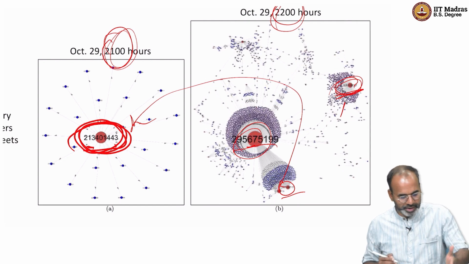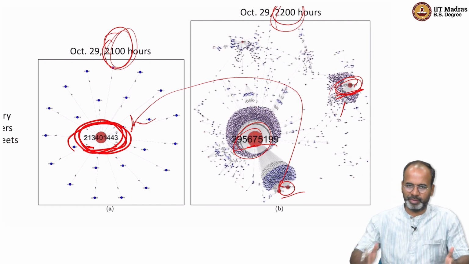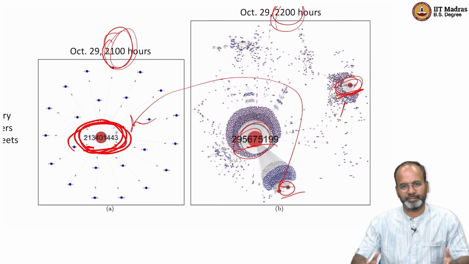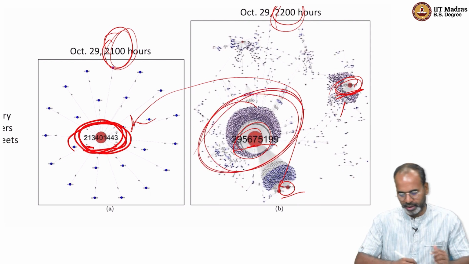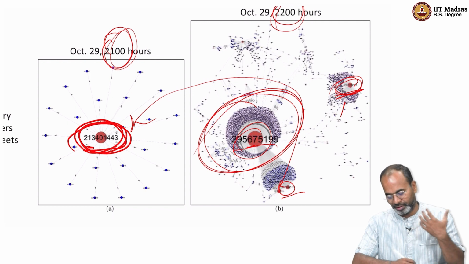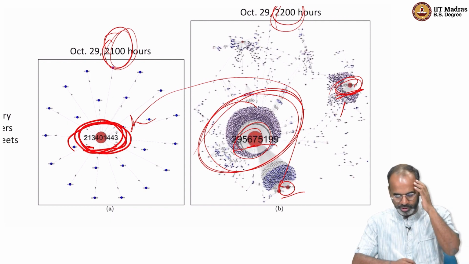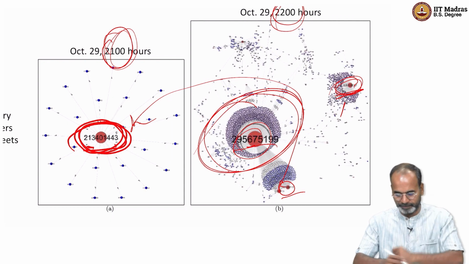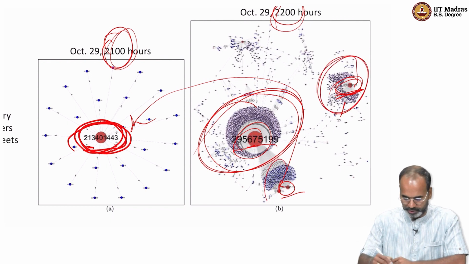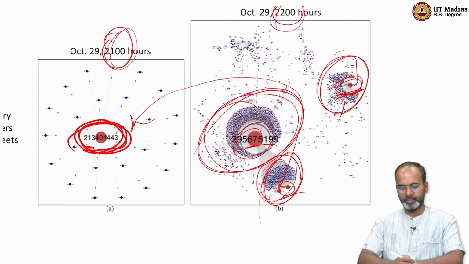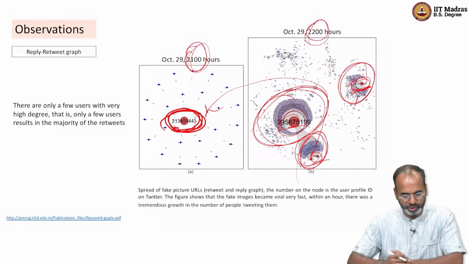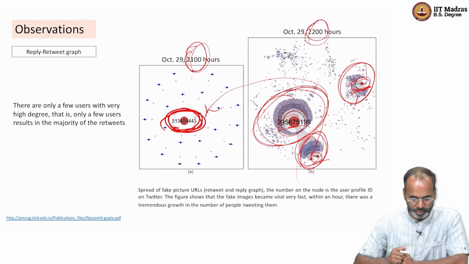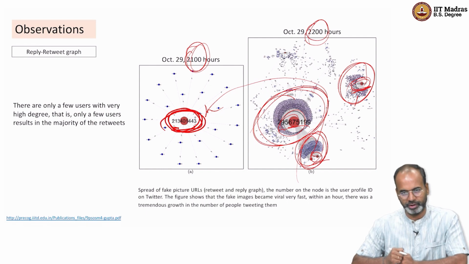The point is that the content gets generated by somebody and the spread can happen by somebody else. Look at this user. This user is so influential or responsible for spreading this content heavily. Here is another one. Here is another one. So there are only a few users with very high degree. That is, only a few users result in the majority of the retweets.